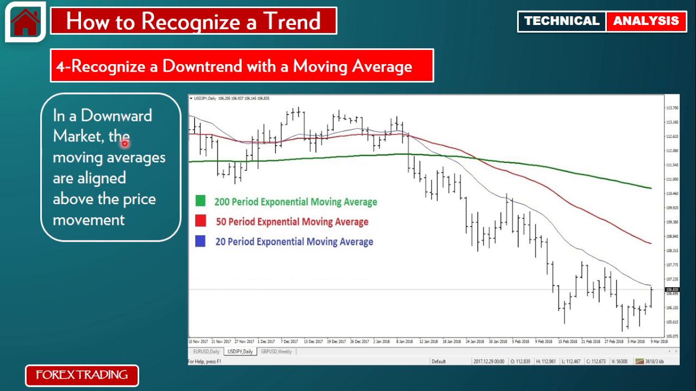So in a downward market, the moving averages are aligned above the price movement. So this is the price and the moving averages are aligned above in the same order. First will be 20, second will be 50, and the third one will be 200 moving average. So when they are aligned in this way, this is where we confirm the trend, and from here on we can take a sale trade.